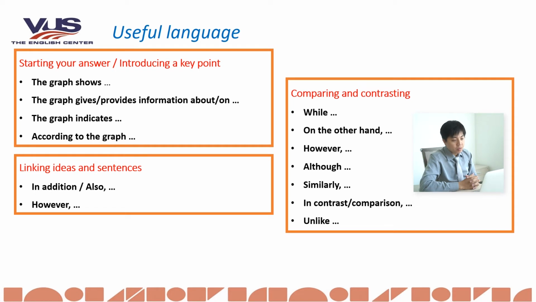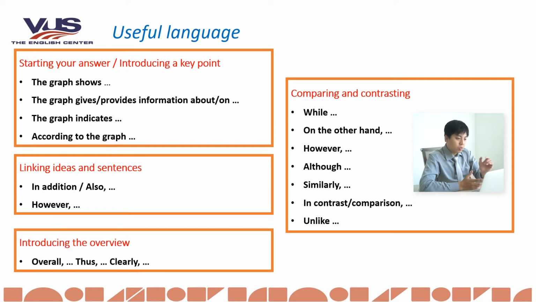All right. So to introduce the overview, you can use different words or phrases. Overall, it shows an overall trend. Thus, it shows an overall increasing trend. Clearly, it shows an overall upward trend. So different ways for different writings.